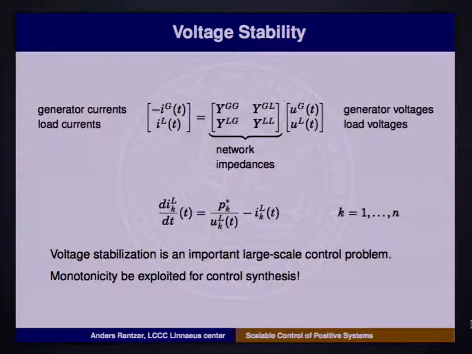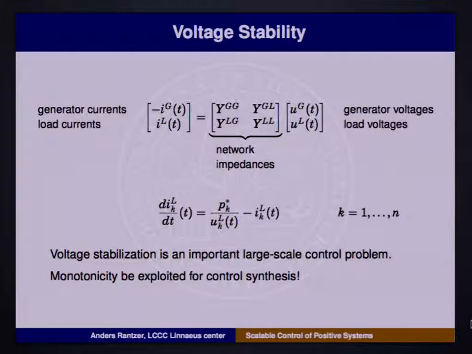So the problem with voltage stability can be explained by looking at this equation. So if you have a load which wants a certain amount of power, then the right-hand side should be 0, because the product of the voltage and current should be equal to the power.